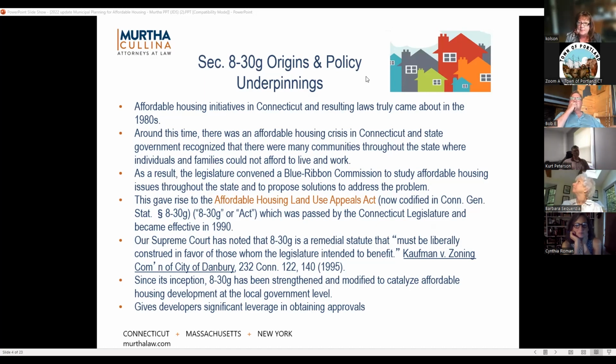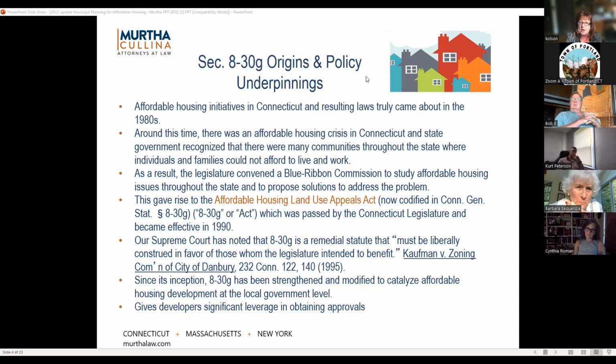So there was a Blue Ribbon Commission that was convened for the purpose of trying to decide how they could address the situation. And what happened was the Affordable Housing Land Use Appeals Act came out of that, and that's the 8-30g Connecticut General Statutes that we've been talking about. That became effective in 1990.